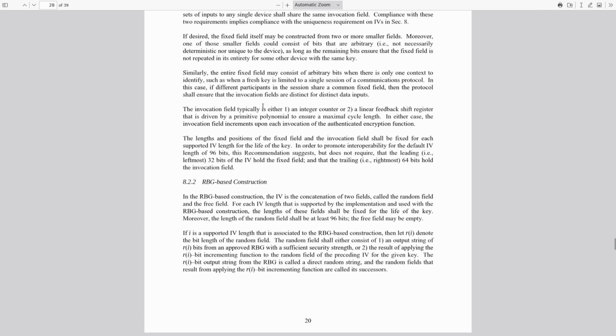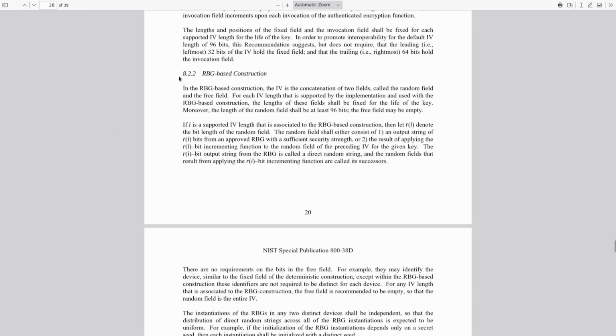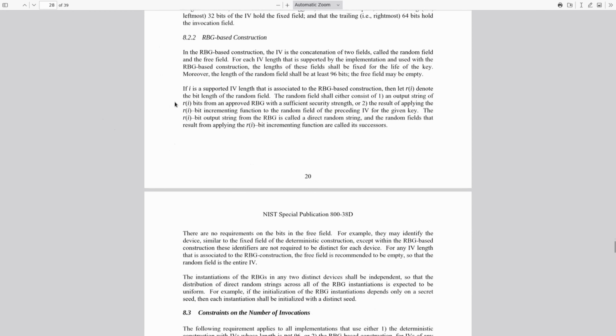So we have the deterministic construction. We'll gloss over that one for now. And then down here, we have the RBG-based construction. Now, this is what you see much more commonly for GCM in practice, and the same practice has shown up with counter as well, and we will compare the two in a moment.